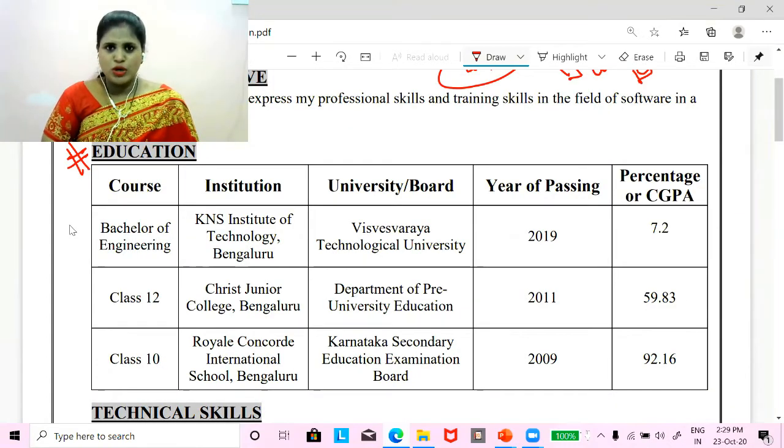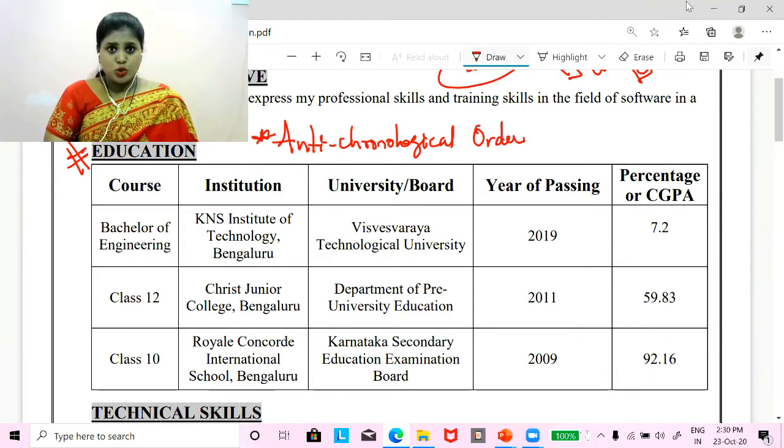A few things before we actually talk about the education qualification section. Point number one, your education qualification information should always be written in anti-chronological order. Point number two, it's always good to use a table format to highlight different sections of your education qualification, like how you can see on the screen right now.